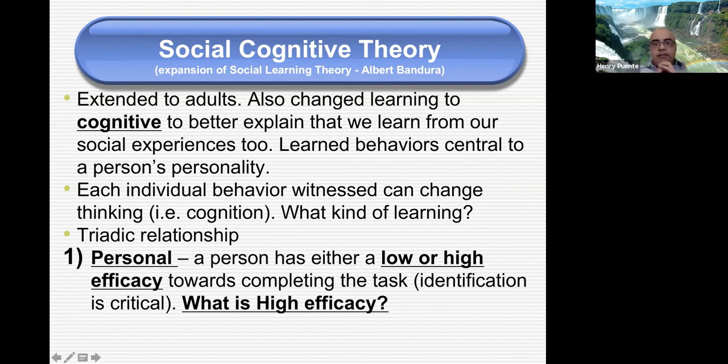So again, each individual behavior witnessed can change thinking cognitively. So for instance, let's just say that you were hanging out with a bad friend and your bad friend shoplifts, and they do it well. They know how to sneak. Well, this is before they had cameras. They could sneak stuff into their pants, or they knew how to steal things without getting caught. And so you're witnessing this, and you observing this can change your behavior.